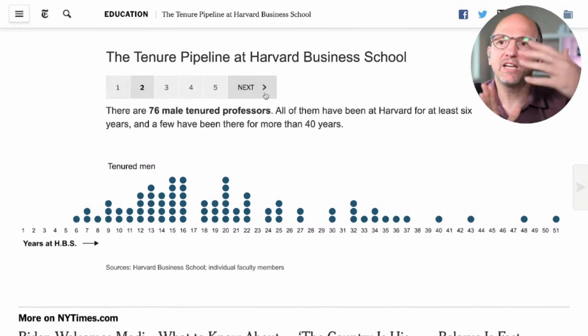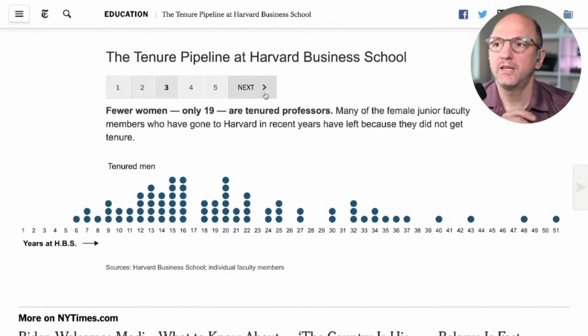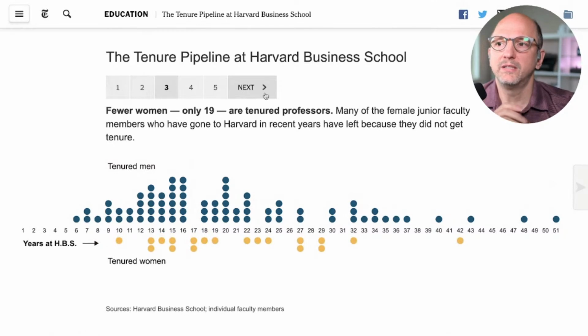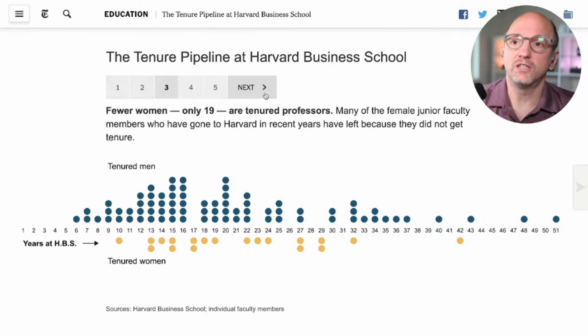So it's basically breaking down the data now. We saw all the data first. Now we've zoomed in to just this subset of male and tenured. And then we can look at the tenured female professors, and we can see that there are a lot fewer. Which is, of course, not surprising because we saw that overall there are a lot fewer women than men.